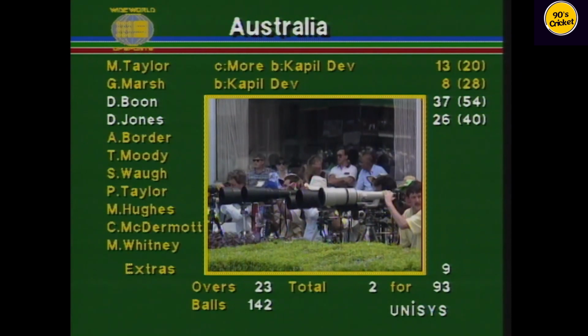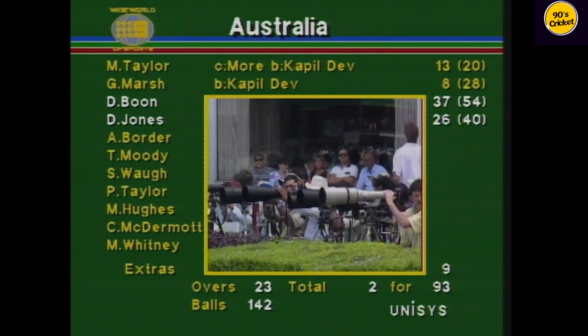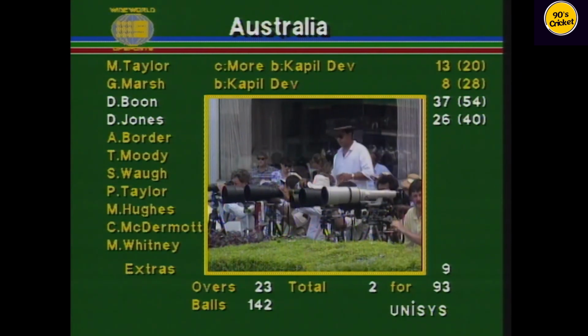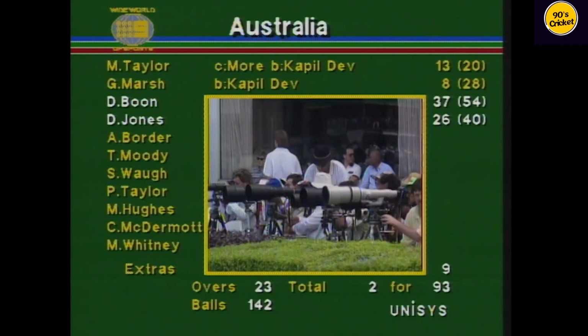This World Cup has attracted attention all over the world. A lot of journalists and photographers coming in from several countries.